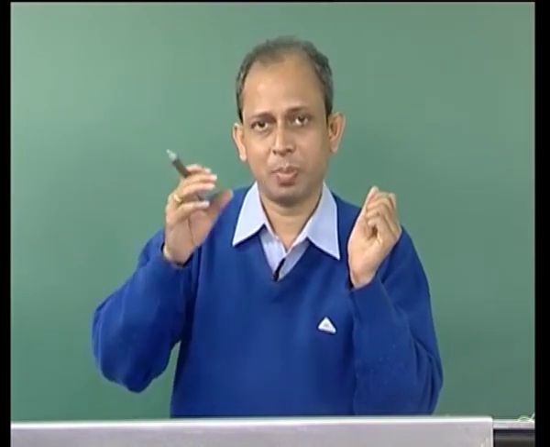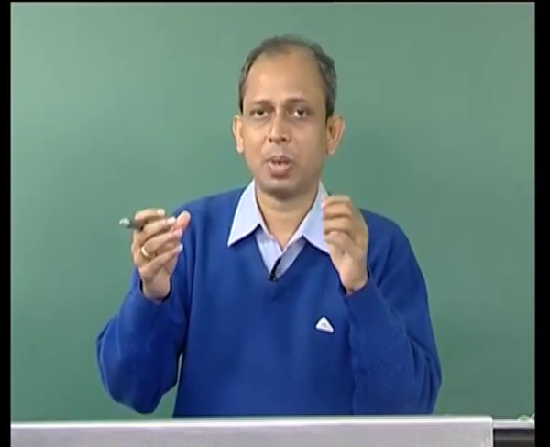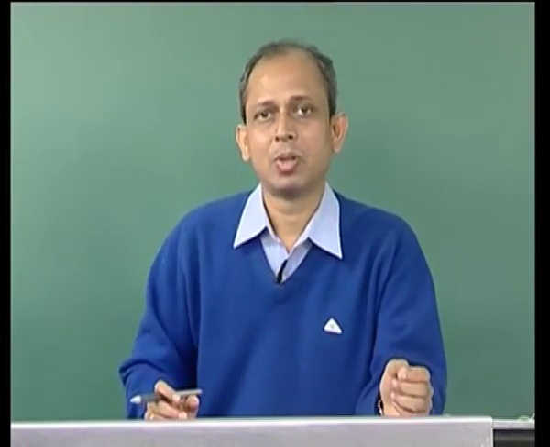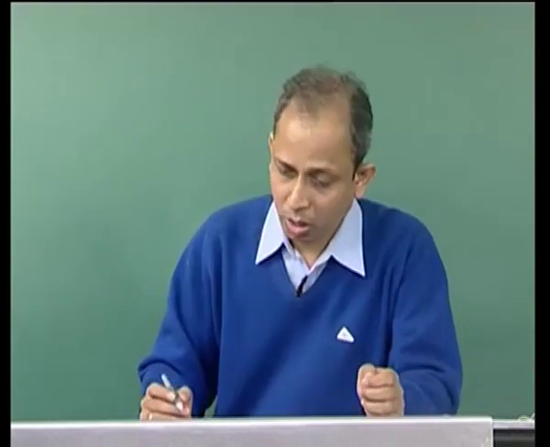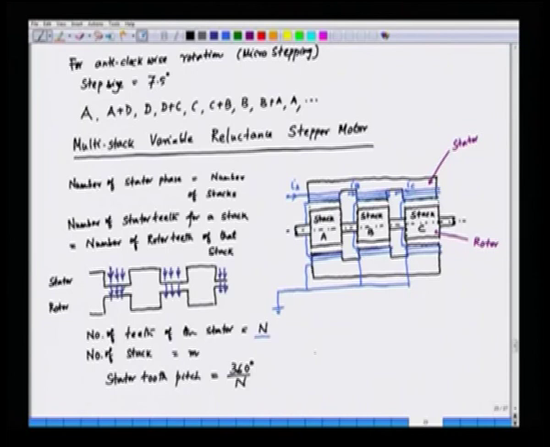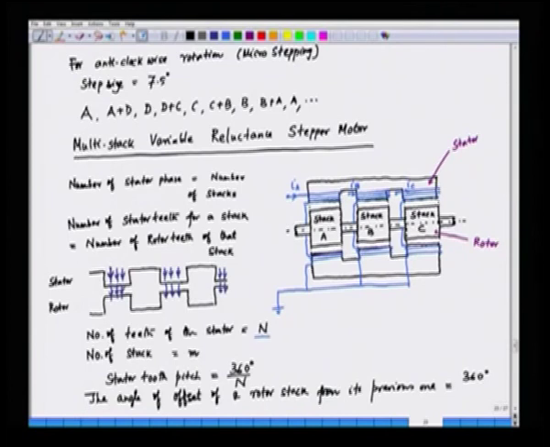The stator tooth pitch is 360 by N, and if you have M stacks, the next stack is offset from the previous stack. The next stack of the rotor is offset from the previous stack of the rotor by an angle 360 by N by M. So, the angle of offset of a rotor stack from its previous one is equal to 360 divided by N into M. So, that is how the stacks are offset.